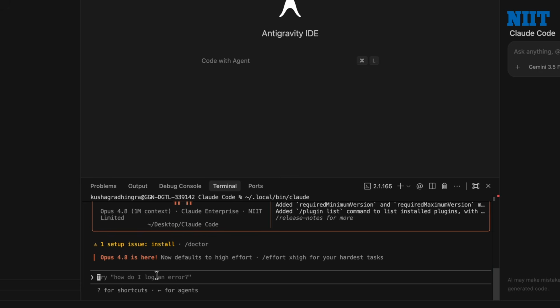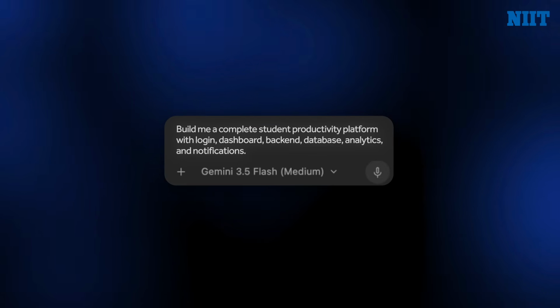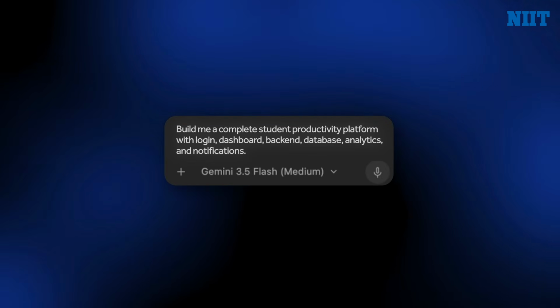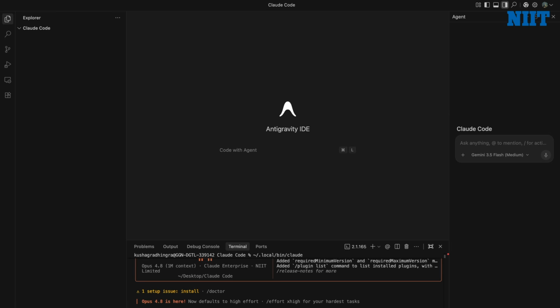For example, you don't start with "build me a complete student productivity platform which has login, dashboard, backend, database, analytics and notifications." Sure, that would sound impressive, but for a beginner tutorial it is too much. Instead, we will be very specific and we will tell Claude to build one simple app using only HTML, CSS and JavaScript, and we will limit it to 3 files. This is how you get a cleaner output and you avoid wasting tokens, okay?